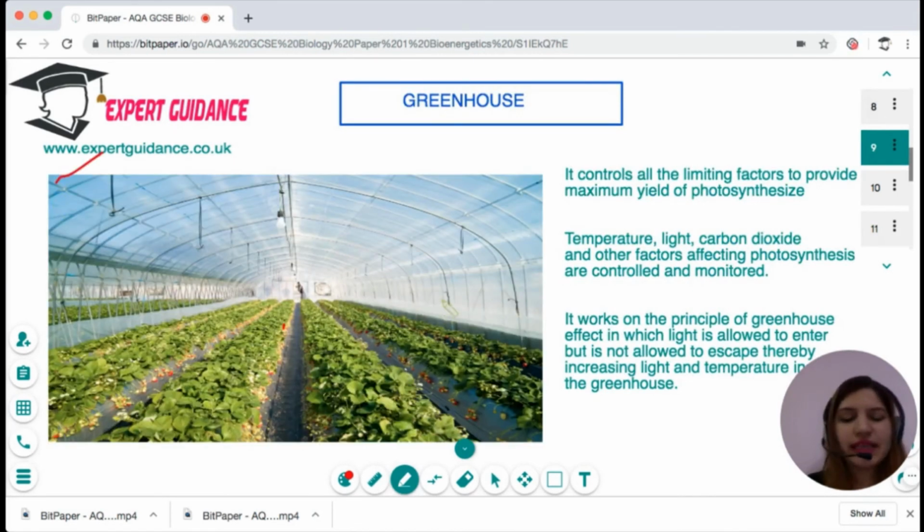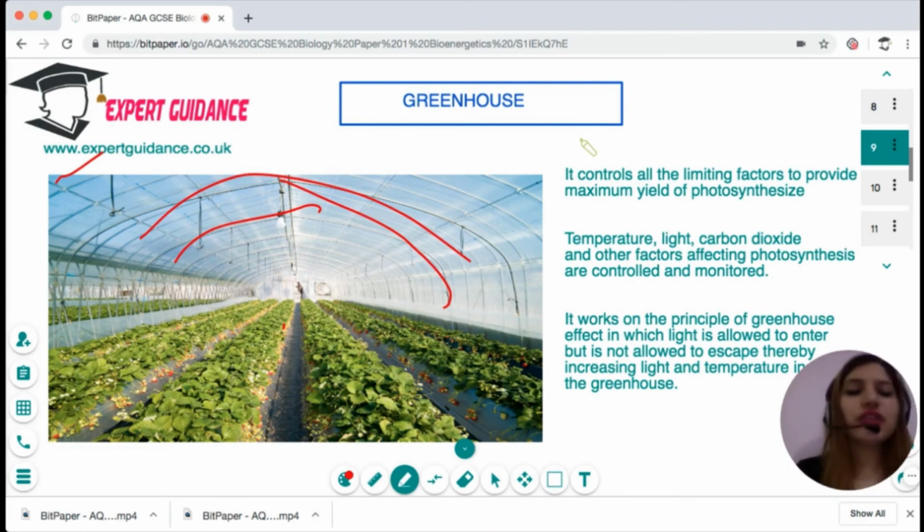I think you must have seen in some nurseries, they cover and grow the plants in these covered conditions. The purpose of the greenhouse is that it controls all the limiting factors to provide the maximum yield of photosynthesis. The limiting factors like temperature, light, and carbon dioxide are manually controlled. It works on the principle of the greenhouse effect, and it is beneficial for countries like the UK, where the temperature and light are not that high during the winter season. So you can put the plants in the greenhouse. The greenhouse allows the light to enter but doesn't allow heat to escape, so the temperature is maintained and the light intensity is maintained.